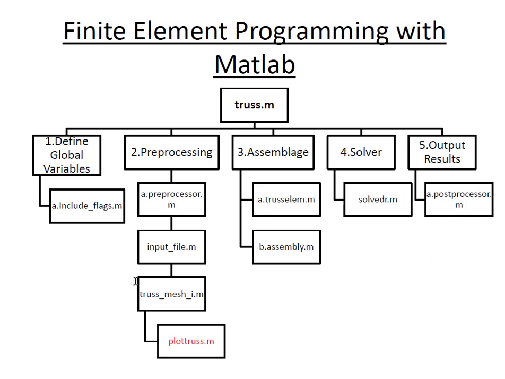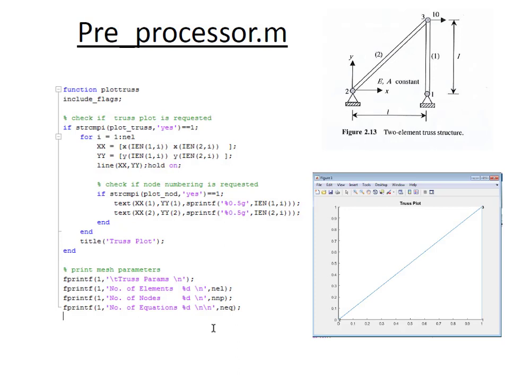So again, let's go to our general sequence. From truss, we went to define global variables to preprocessing. Within this preprocessing, we have called preprocessor, input file, truss mesh, and now plot truss. Let's see what plot truss does. First, it includes flags, and then it asks if you want to plot the truss. In this case, we have said yes, so it's going to proceed to plot the truss.